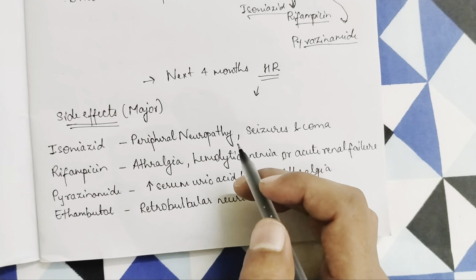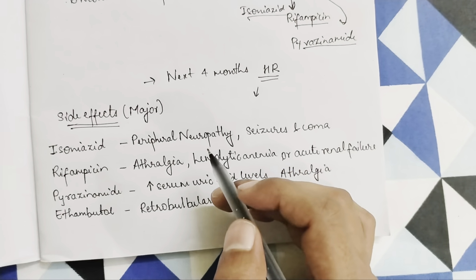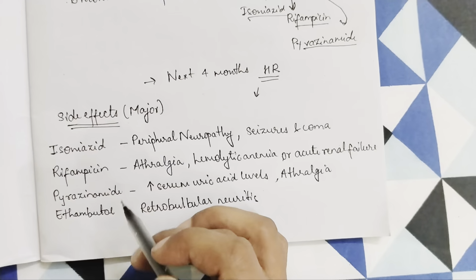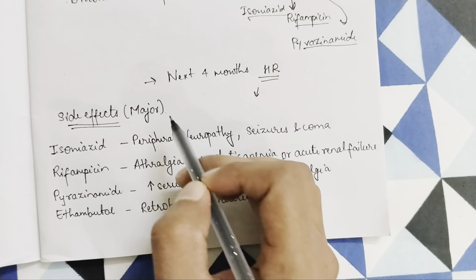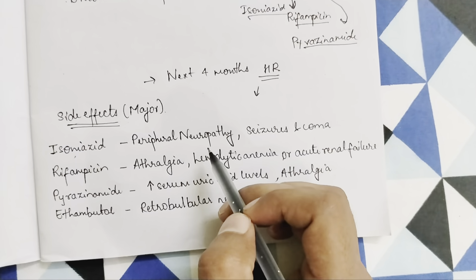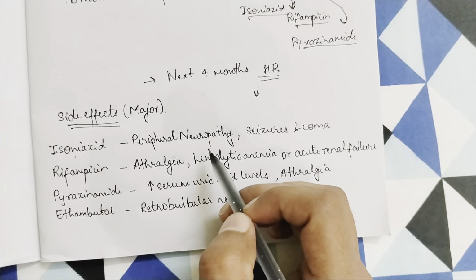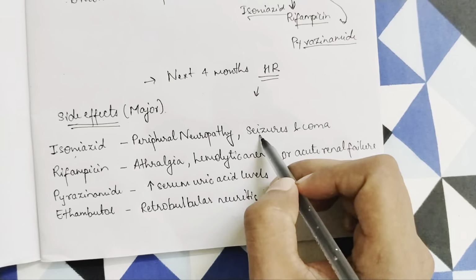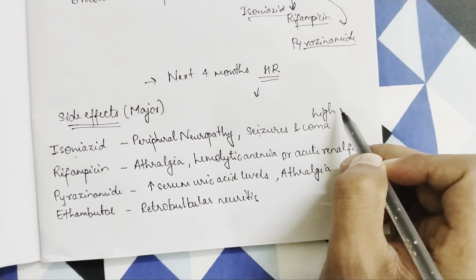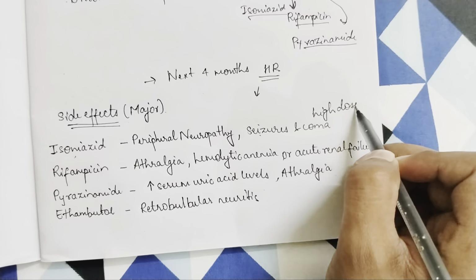Now we will come to the side effects of these drugs: isoniazid, rifampicin, pyrazinamide and ethambutol. We are discussing the major side effects. For isoniazid, peripheral neuropathy is the most common major side effect, and also seizure and coma, which occur at high doses of isoniazid.